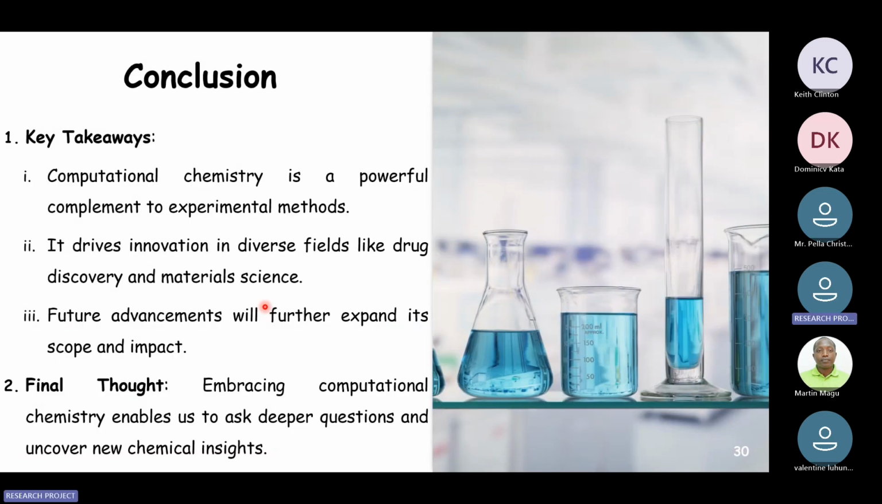Okay, so in conclusion, some of the key things that we have looked at. Computational chemistry is a powerful complement to experimental methods. It also drives innovative, diverse fields like drug discovery, material science, nanotechnology, nanoscience, and so on. There are also future advancements. How will they further expand its scope and the impact that we have? So maybe the big question should be, are we able to embrace computational chemistry in our day-to-day activities by asking deeper questions so that we are able to uncover new chemical insights?